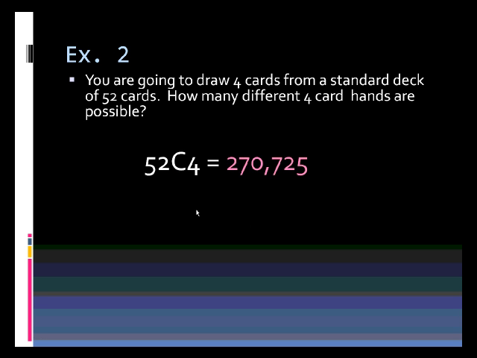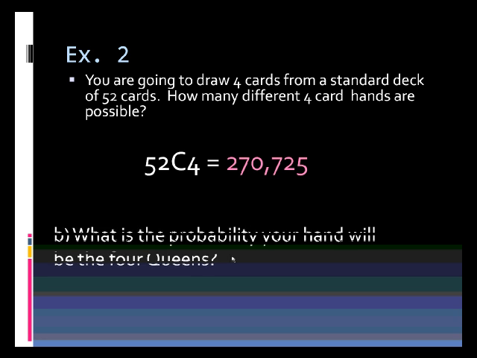All right. What is the probability your hand will be the 4 queens? How many hands are going to have 4 queens in it? 1. How many total hands are there? Yeah, so what's the probability going to be? 1 over that number.